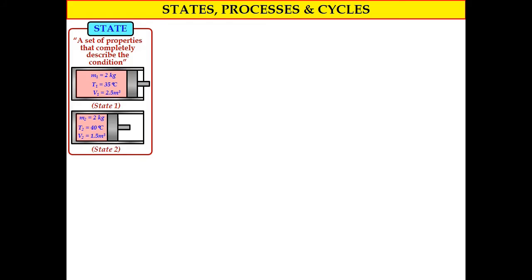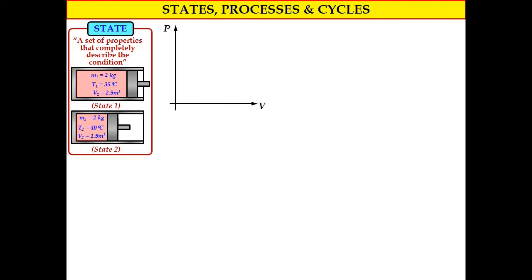Let's say we consider another state, which is state number 2. We have different properties, where we have M2. Because this is considered a closed system, we have the same mass, M2 equal to 2 kg, same as state number 1. T2 is 40 degrees Celsius and V2 equal to 1.5 cubic meters due to the compression.